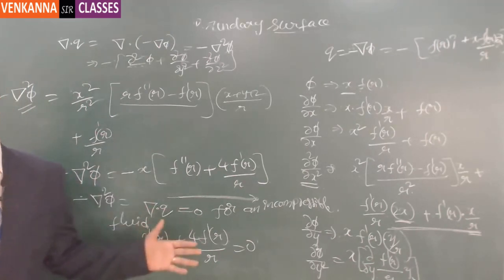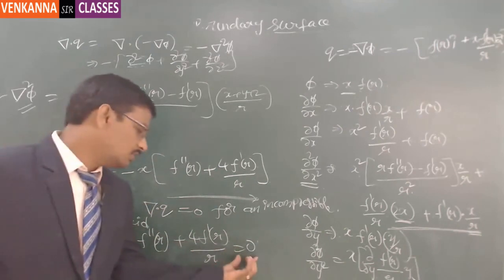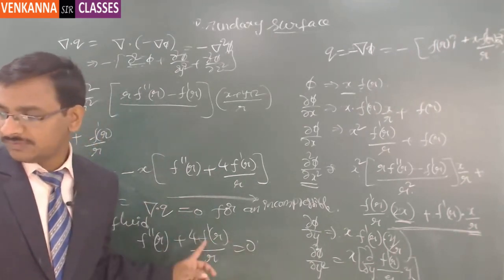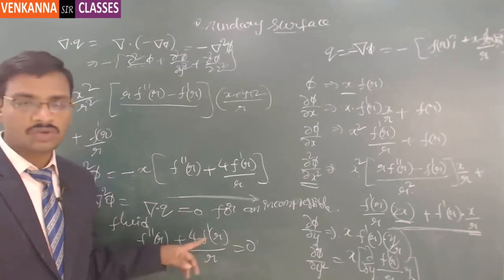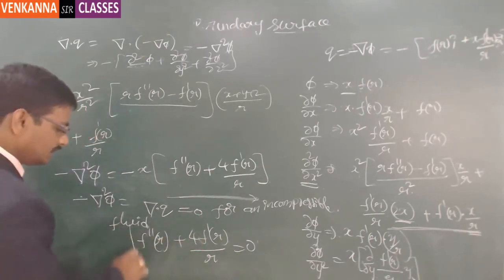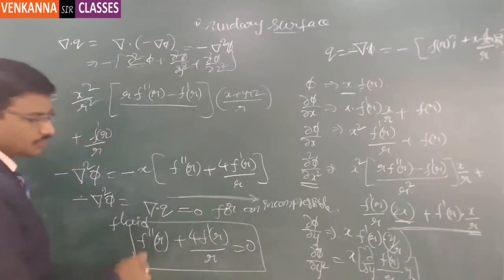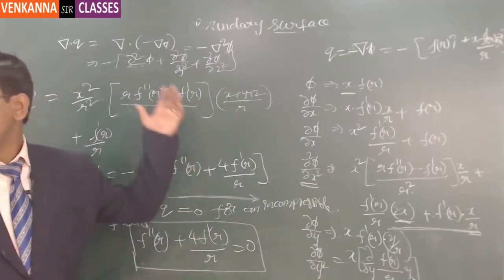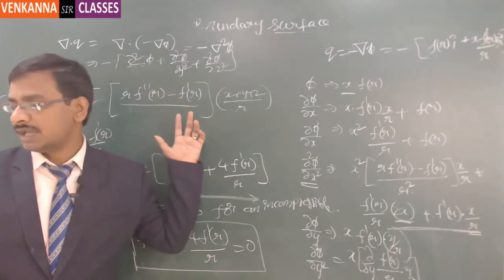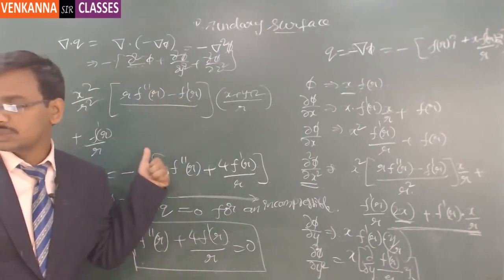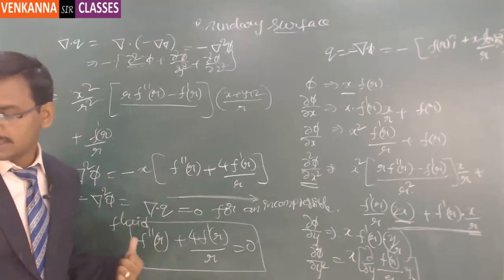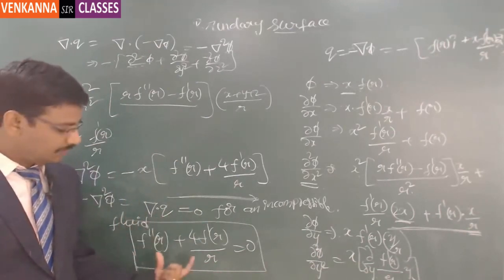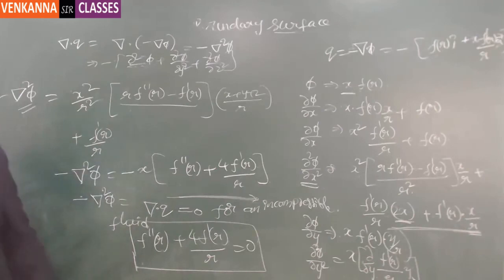So note down till this point, I am going to erase it. If this is equal to 0, then you can identify the function f. That is our task. You have to identify the function f based on this equation. Once you identify the function, you are going to identify the constant speed lines as q square, where q is equal to minus del phi, where phi is nothing but x into f of r, where f is given by this equation. Got it? Noted down?